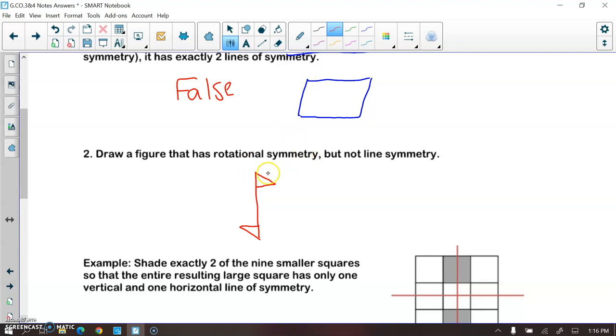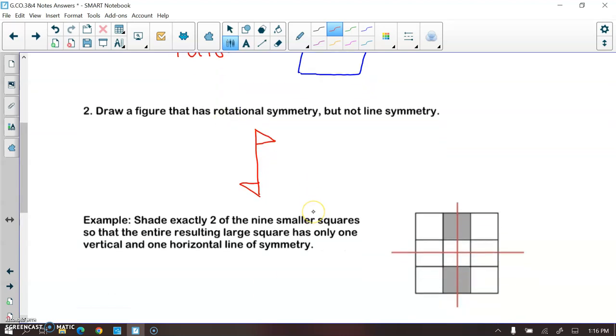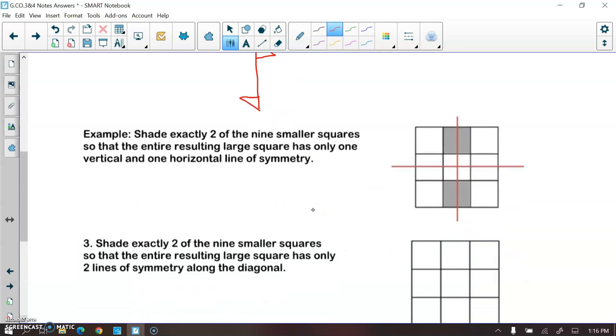If I rotate this 180 degrees here, I would get the figure looking identical to what it does now. And if I rotated another 180 degrees here, it would look identical to what it looks like now. So this has rotational symmetry, but it does not have line symmetry.